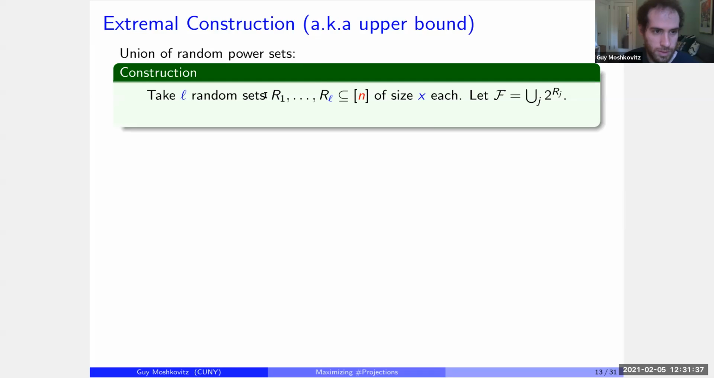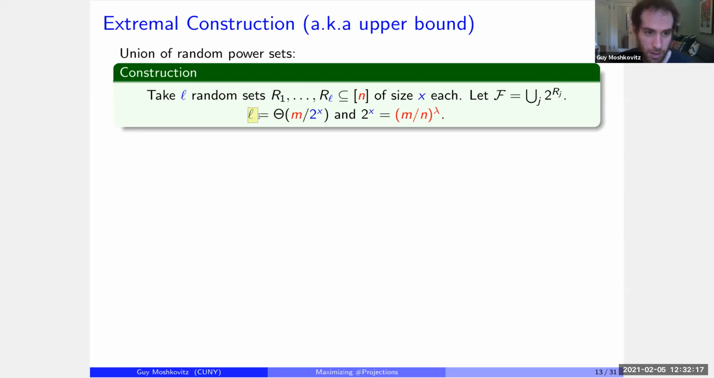So here's the formal construction. It has two parameters, L and x, which I will choose in a second. First you choose L random subsets R1 through RL, each of size x. And then for each one, you take the power set for R1, for R2, etc., and you just combine all of them together into one family. A union of cubes, so a union of power sets. And it's important that this choice of R's is random.